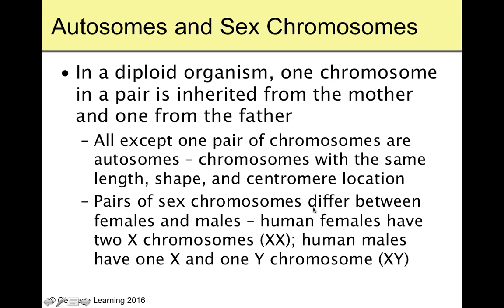So pairs of sex chromosomes differ between males and females. Human females usually have two X chromosomes. Human males usually have an X and a Y. That's not always the case. Some animals have a lot more than just two chromosomes that determine gender.